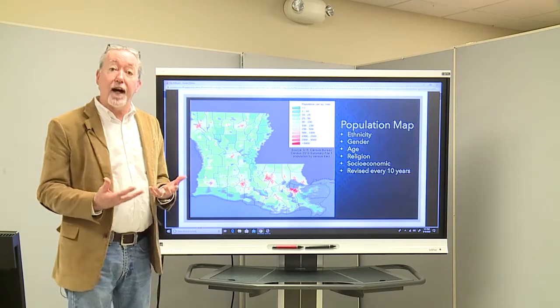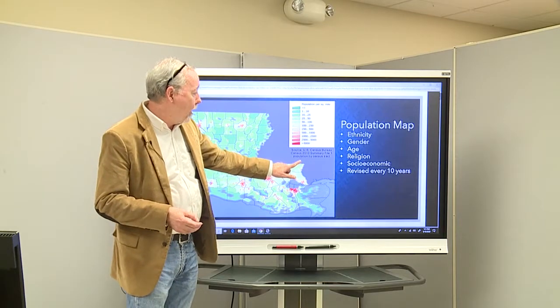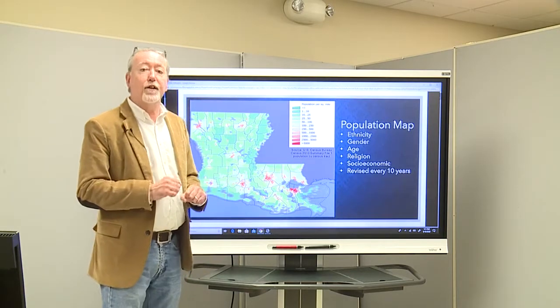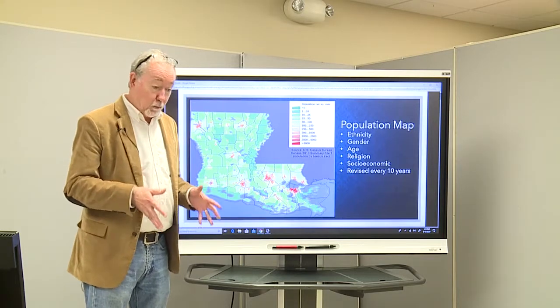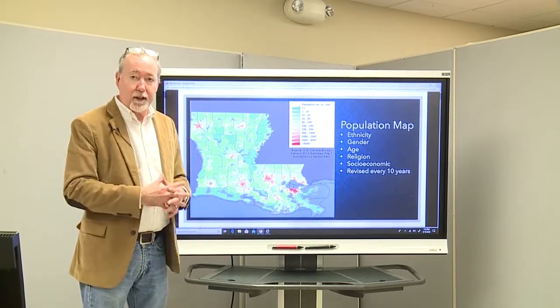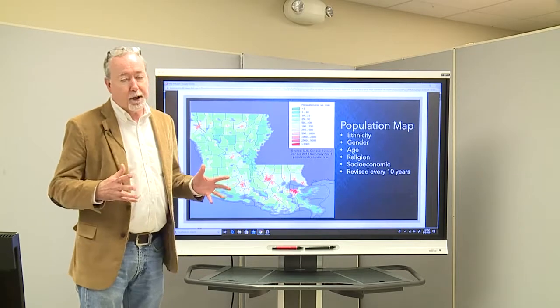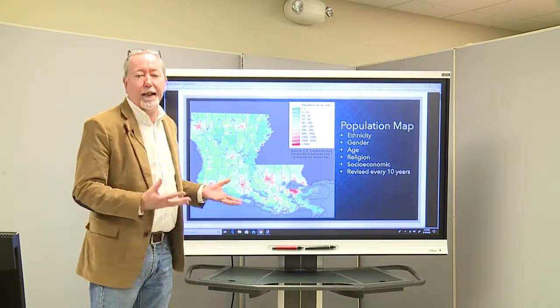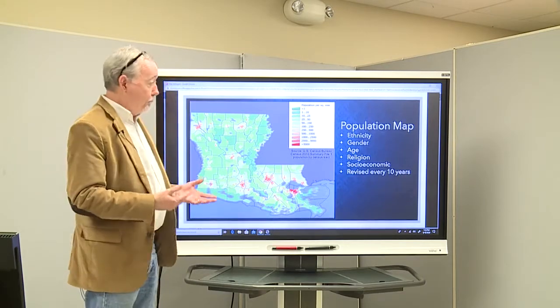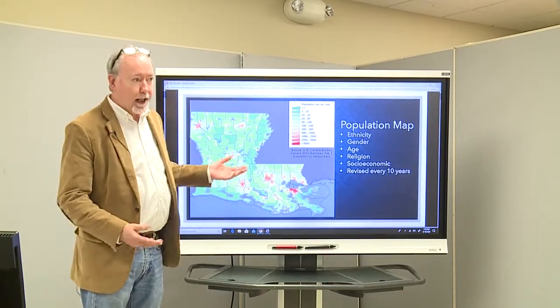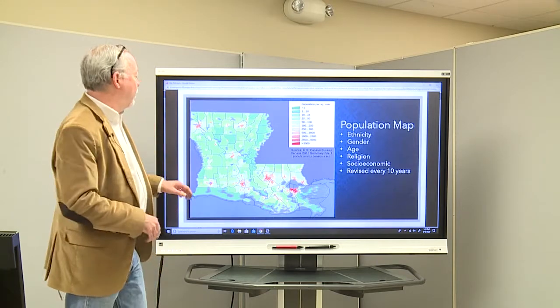These types of maps are revised every 10 years. I don't know if you can see it. This information is from the 2010 census. Well, here it is. It's 2020. And this year, right now, we're doing another census, not only in the state of Louisiana, but across the entire country. This is how we gather this information. Then it takes a little while. They put it together, and this is how we come up with things like population maps. All right, this is a population map.